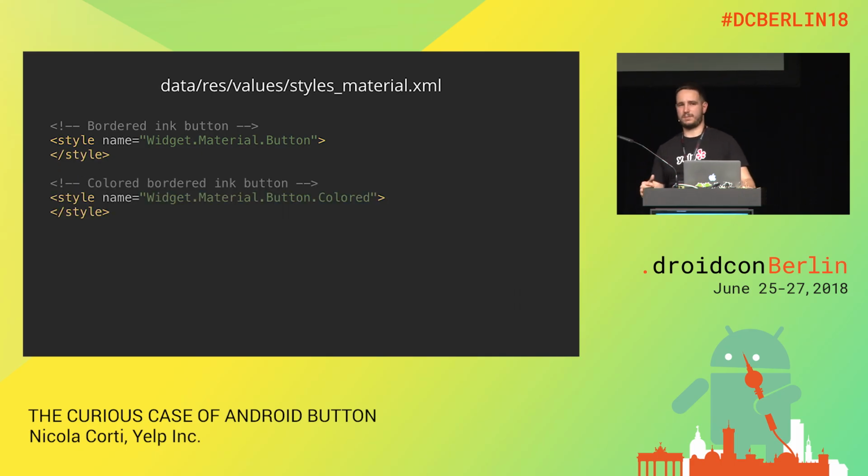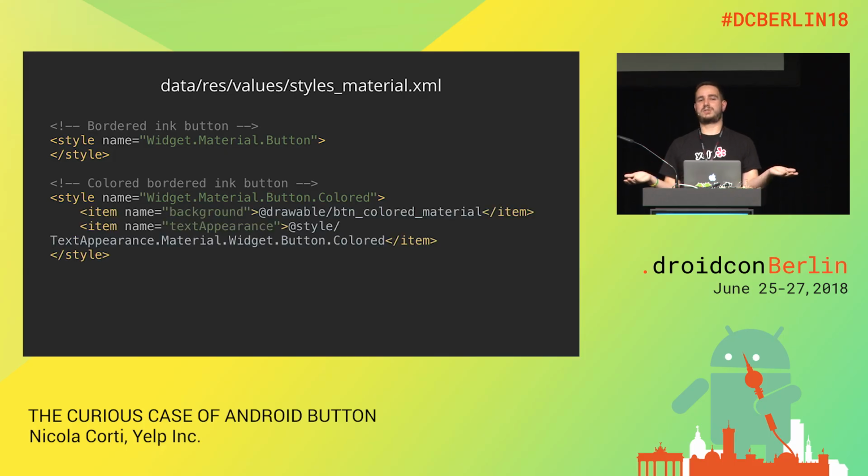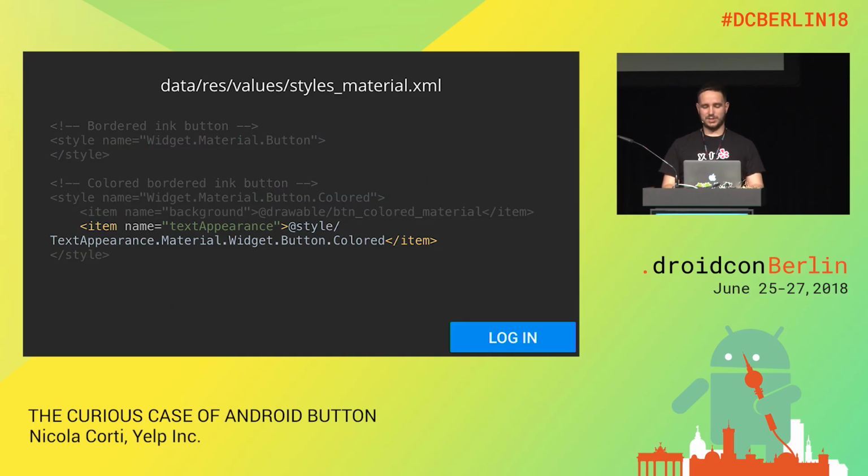So the thing that we put this dot colored, if you're not familiar with that, is like styles hierarchy. Everything that is inside this dot colored is everything that was in the previous style plus what we define here. In this case, just 2 attributes. That's pretty easy because we want just to change 2 things, right? The background and the text. And in this case, we are changing the text appearance to be white, and the background.